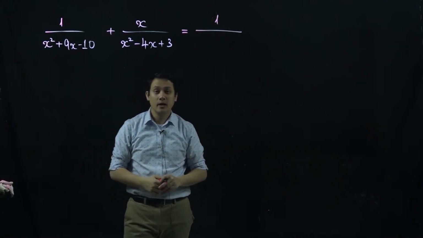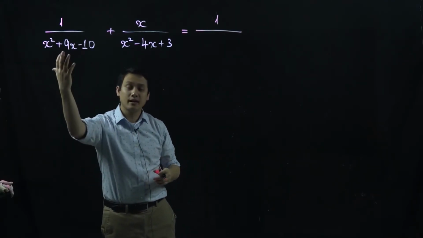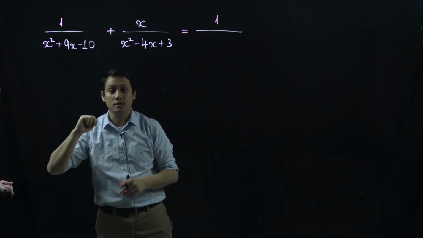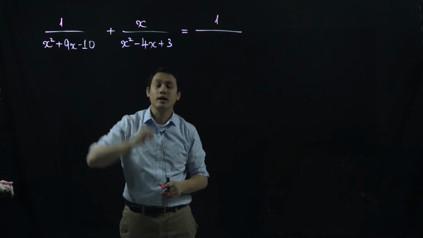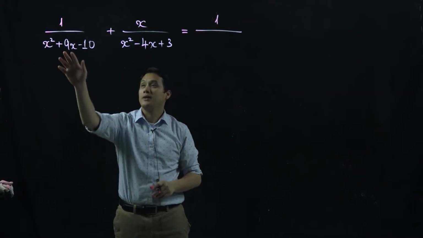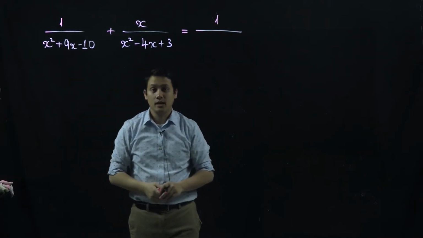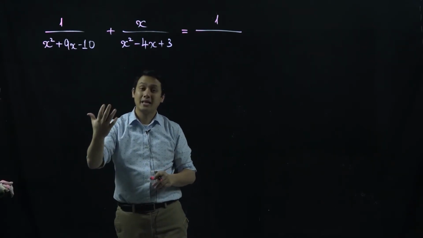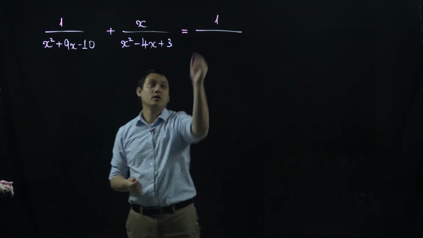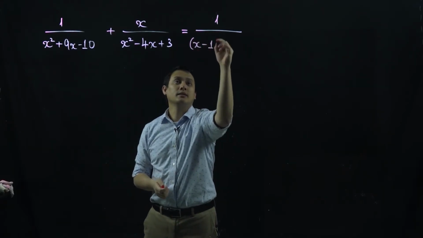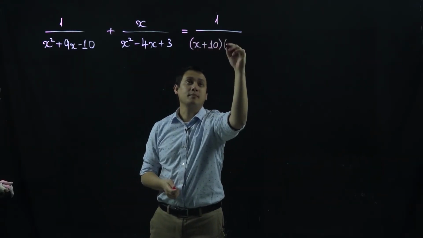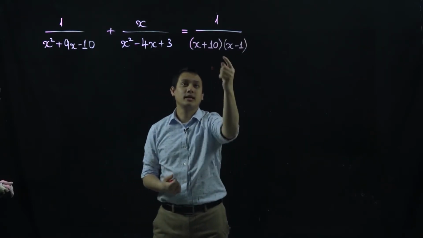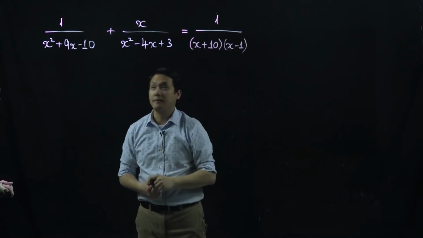minus 10. So once again, this is the quadratic expression. You need to find two numbers such that when you multiply together, you get -10, and when you add together, you get 9. And those numbers, if you think about this, that should be +10 and -1, which give you x plus 10 times x minus 1.